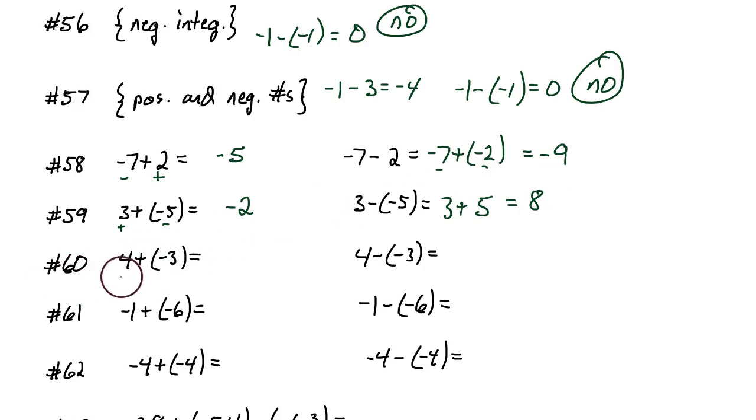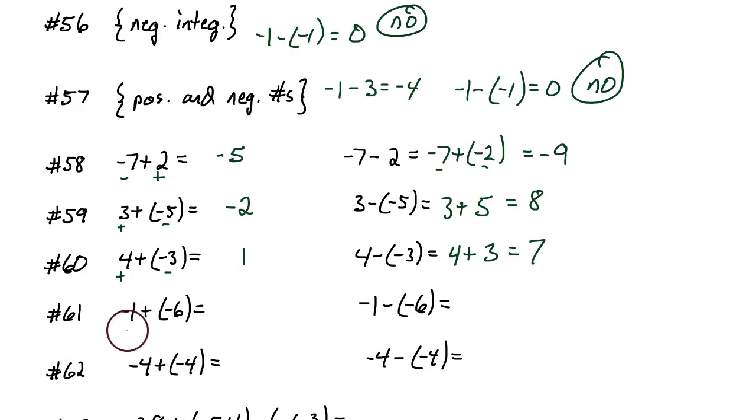Number 60. 4 plus negative 3. That's positive 4 and that's a negative 3. Different signs. So find the difference between 4 and 3. That's 1. 4 has the greater absolute value and it's positive, so the answer is positive. Now the subtraction problem. Rewrite it as 4 plus 3. And that answer is 7.